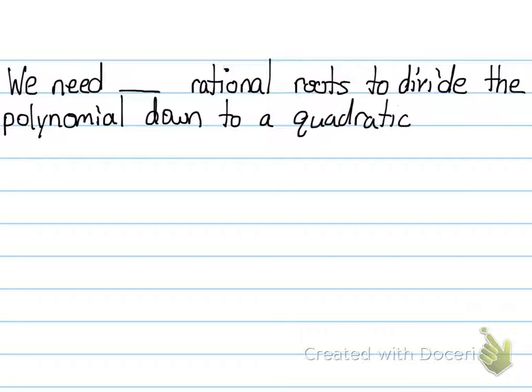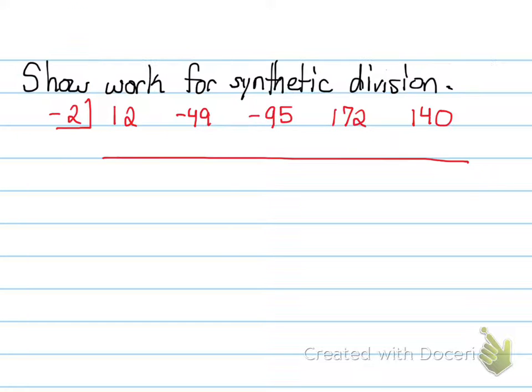Now remember, whenever it's quadratic, that's when you get it down to x squared. Your highest exponent is going to be 2, but our original problem starts with x to the power 4. So I would have to take it down to x cubed and then take it down again to x squared. I'll have to take it down twice, right? So that's why I will need 2 rational roots to divide the polynomial down to a quadratic.